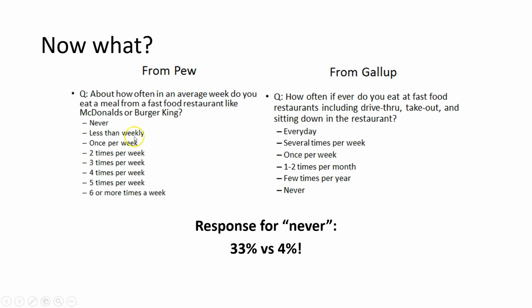Finally, many of you probably noticed the ordering of the responses mattered as well as the content. So for Pew, never was first, and it went up from there. So from never to 6 or more times a week. In Gallup, never was the last option. The response ordering may influence how you think of your own consumption. In sum, the way you word and structure the questions matter.